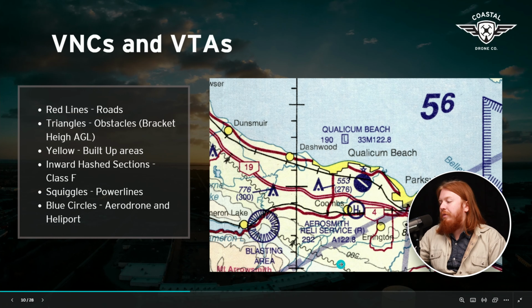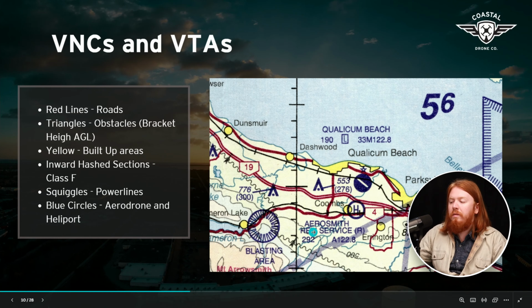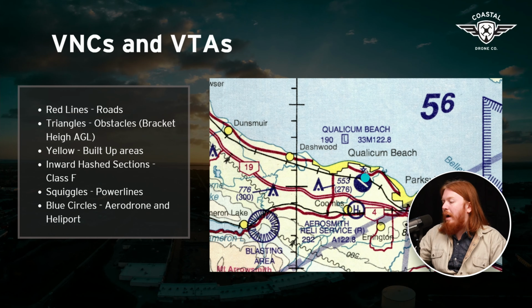You'll see things like squiggles for power lines, and then a blue circle like this, either filled in or hollow. This is an airport or a heliport. The H here stands for heliport.